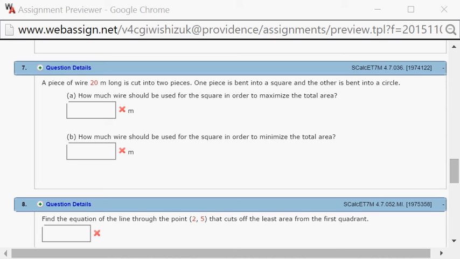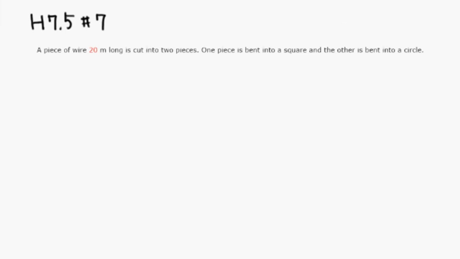Alright, let's look at homework 4.7, problem number 7. A piece of wire 20 meters long is cut into two pieces. One piece is bent into a square and the other is bent into a circle. How much wire should be used for the square to maximize the total area? How much wire should be used for the square in order to minimize the total area? Alright, so let's do that.